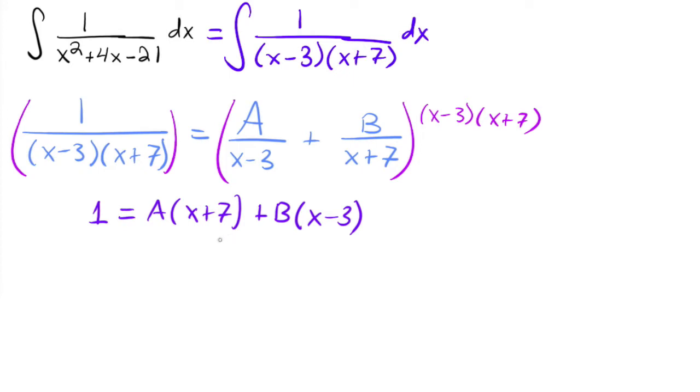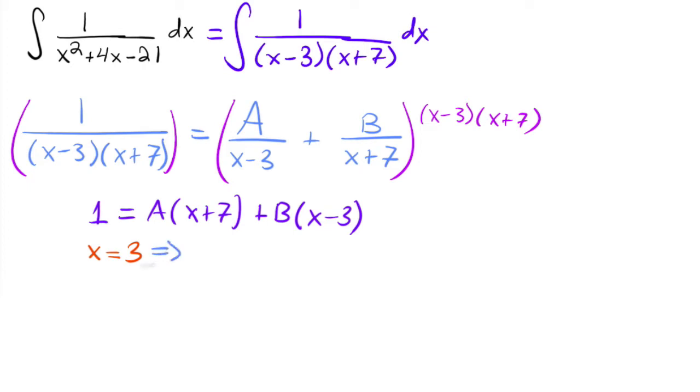Now, there are two ways to find the values A and B. The easiest way, usually for the simple cases, is to zero out one of these and solve for the other. The only problem with that is that it doesn't always work for the more complicated problems. But for now, let's just do that. So let's say hypothetically we want to find what A is. So we want this factor right here to be 0. So we let x equal whatever makes this factor 0, which is 3.